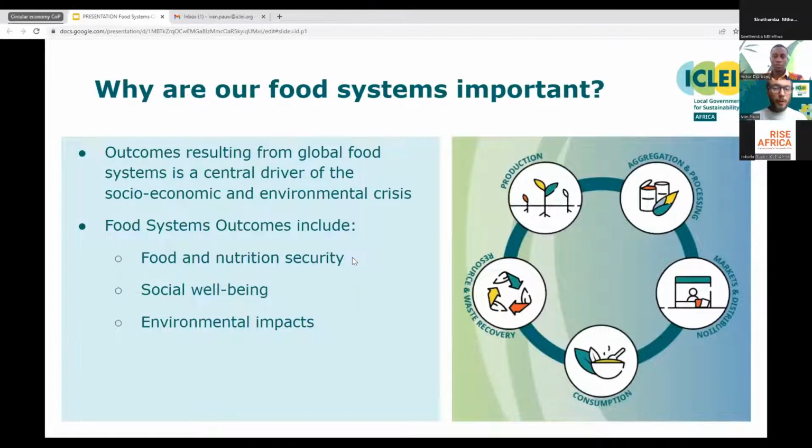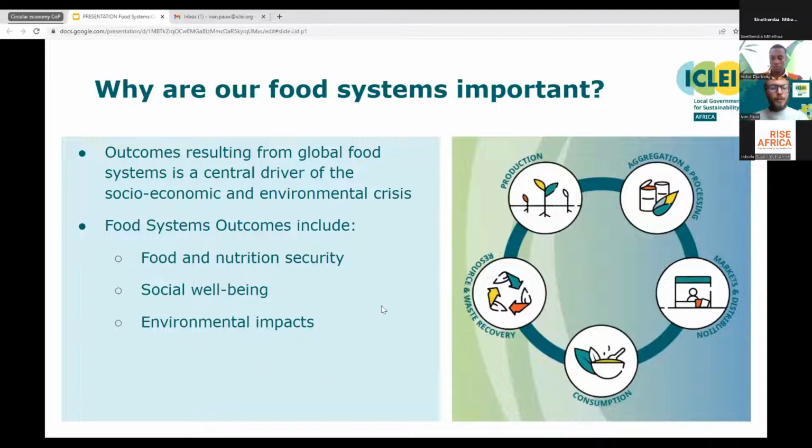Using a broadened scope of food systems is incredibly important, as it allows us to understand and appreciate the interconnected and multifaceted nature of food value chains and the role they play in delivering food security, social well-being, and environmental sustainability. The unsustainability of the global food systems can be characterized in terms of these food systems outcomes or externalities.